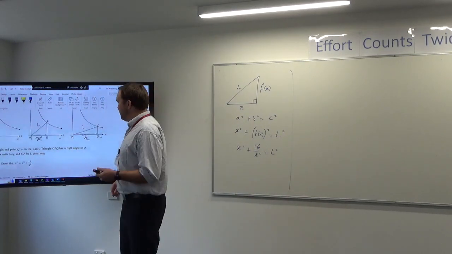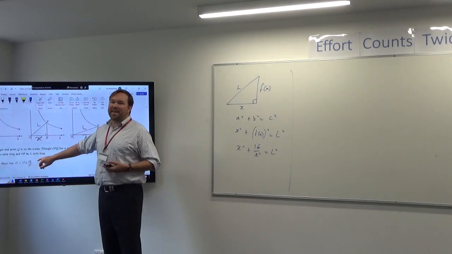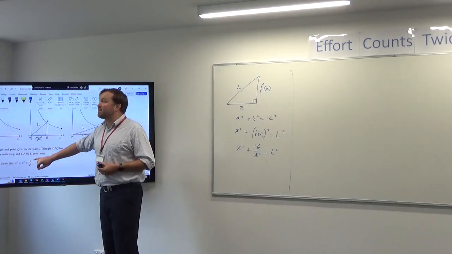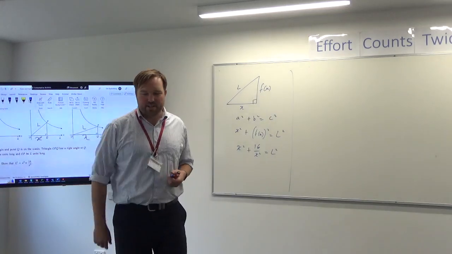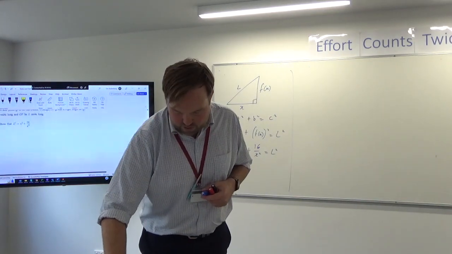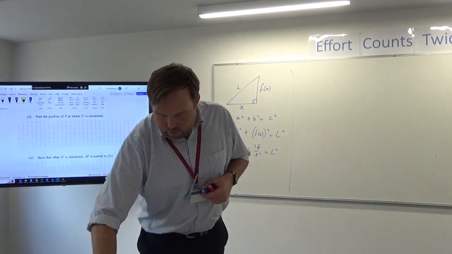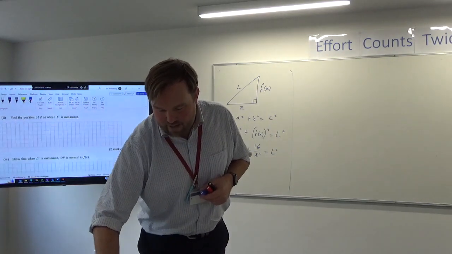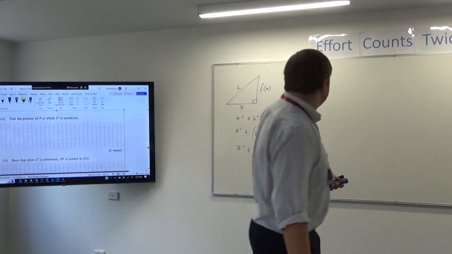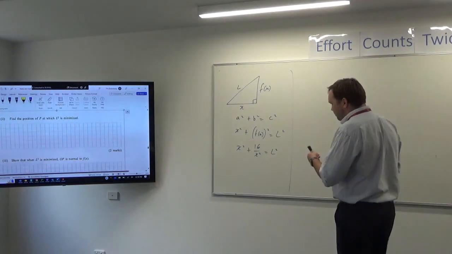Now note, if you didn't get that or don't know where it's come from, it doesn't actually matter, they've given it to you. It's one of those show that's. So if you screwed it up, that's fine, let's just use it and move on. Find the position of P at which L squared is minimized.